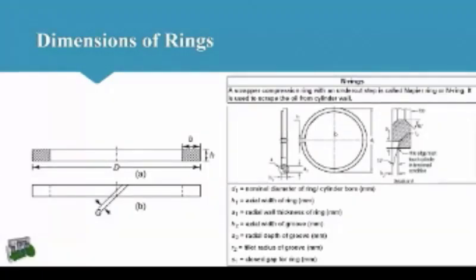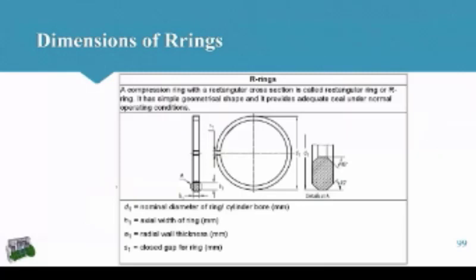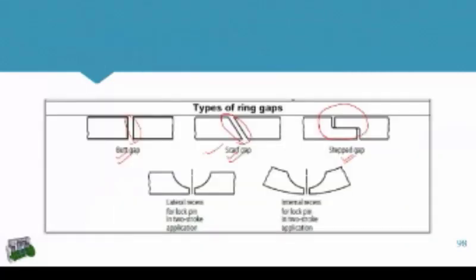See, whenever I'm designing, I assume that the diameter of the piston is D. This is the radial width B. This is the axial thickness H. Okay. And G is called the gap between the two. As you can see, this open end is basically scarf, as we have seen here. This type is the second type, scarf gap.